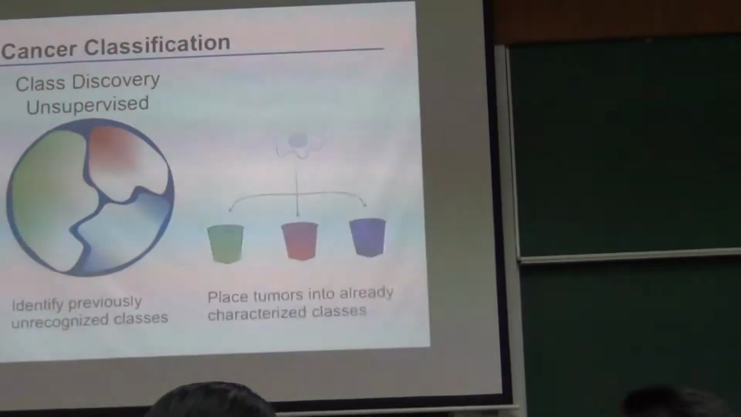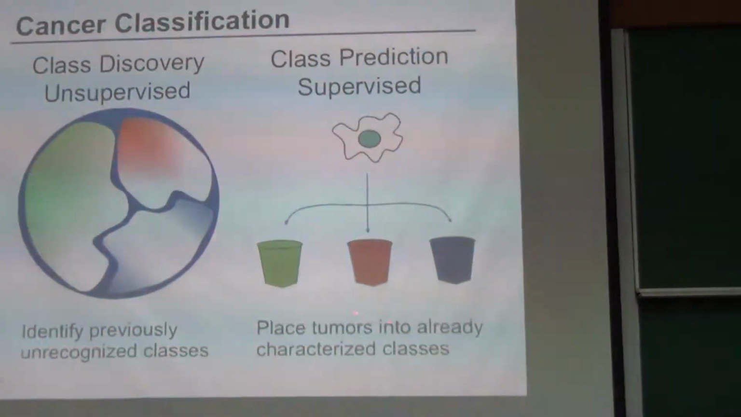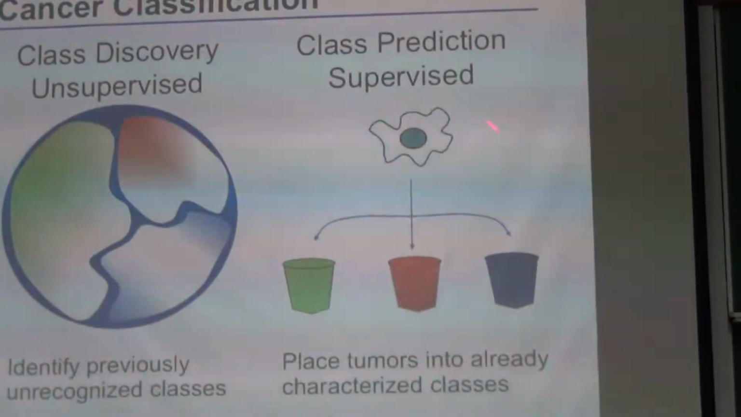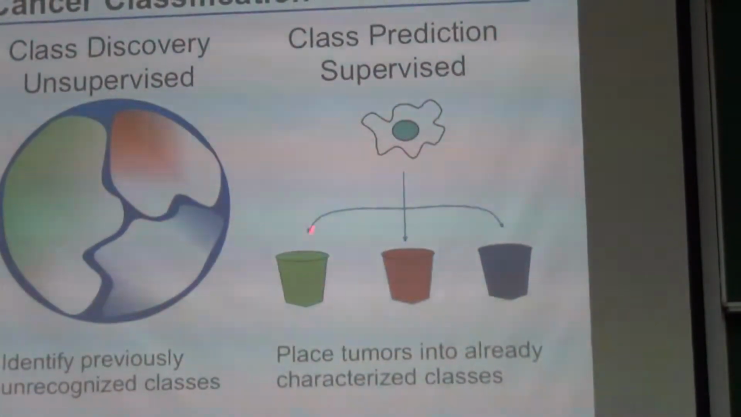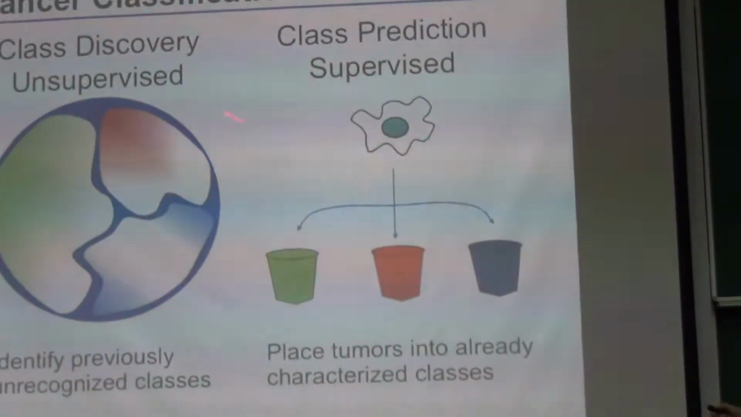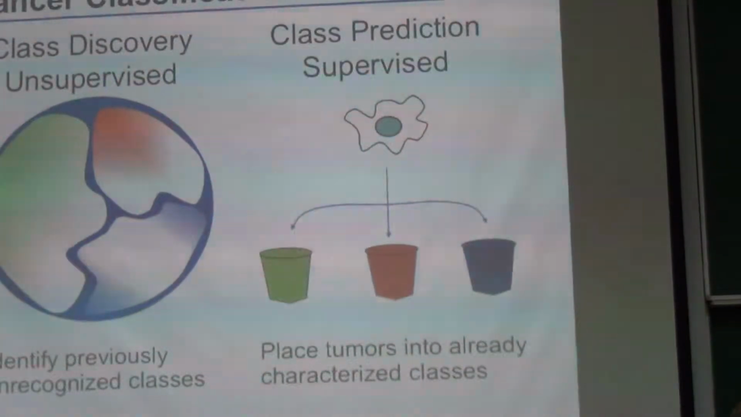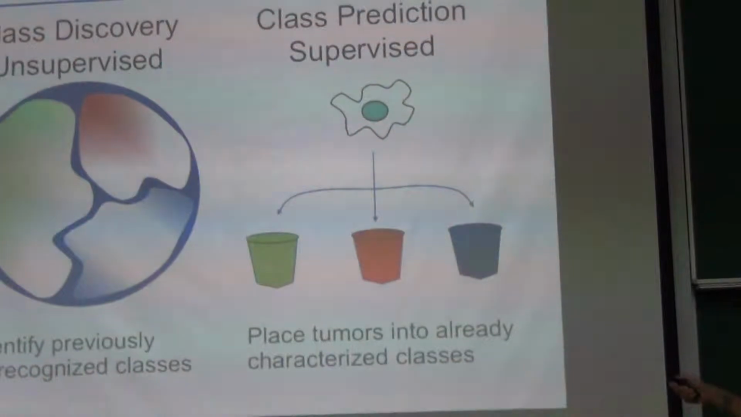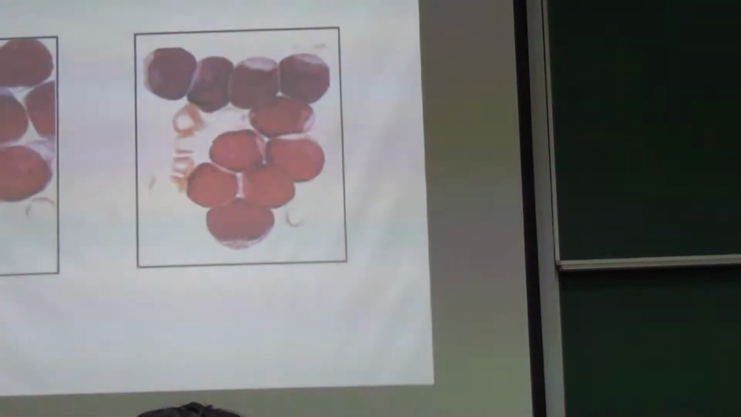The other kind is what we call class prediction or supervised learning. Here, we have previously recognized classes, and we get an unknown sample, and we try to place that tumor or that sample into these already characterized classes. These two things work together because often we'll have unrecognized classes, we'll do unsupervised learning to tease them out, and then we'll use class prediction or supervised learning to classify particular tumors. You'll see what I mean by this right now.